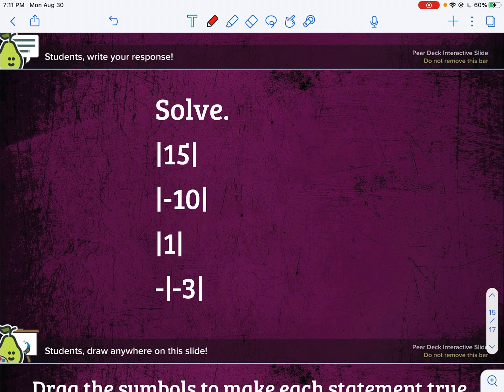Okay, so go ahead and do these. Shut off the video. Okay, so this one would be 15. This would be 10. This would be 1. Now this one is the one you have to be careful with because there's a negative on the outside of the absolute value marks, but inside the distance from 0 is 3. But because there's a negative sign on the outside of the absolute value bars, that means your answer is negative.